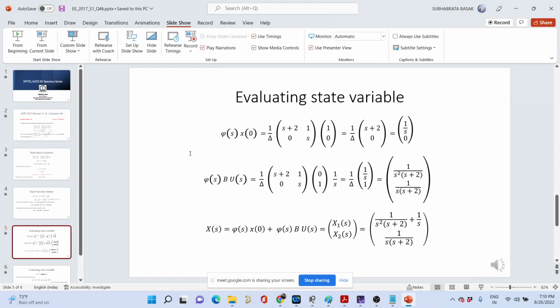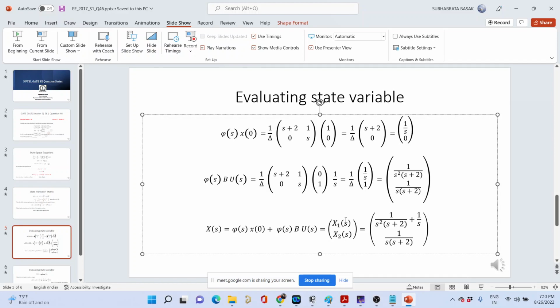If we do this operation, we end up getting 1 by s and 0, and the other term has elements 1 by s square into (s plus 1), and 1 divided by s into (s plus 2). So we end up getting X(s) as these two terms. I have already told you that we are only interested in X1(s), not the other variable, because in the question Y(s) is equal to X1(s).